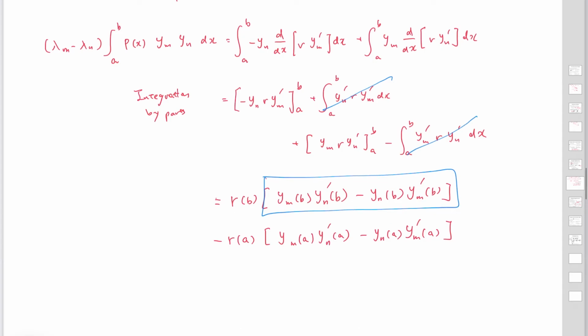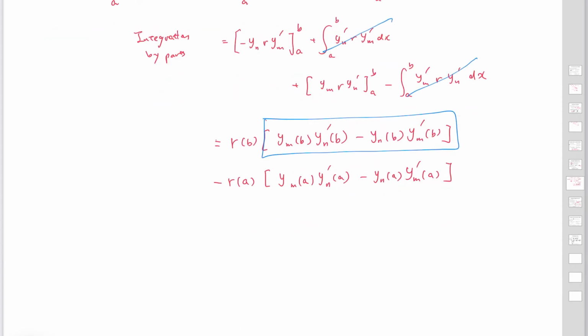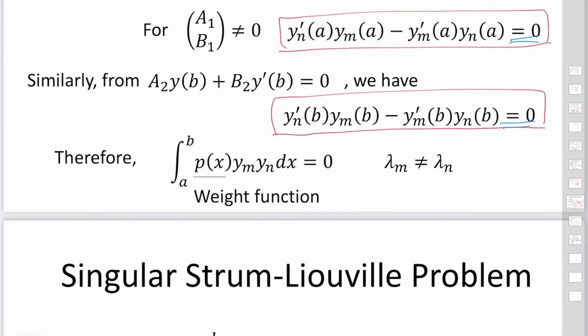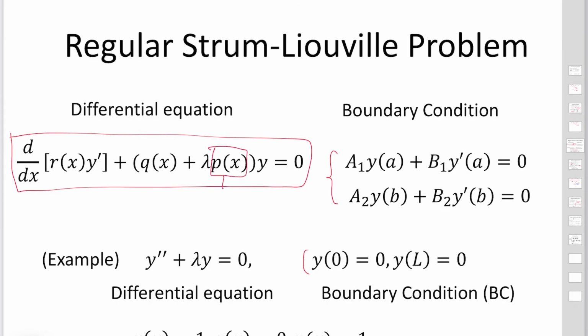This is a condition for the boundary at x equal b. This is a condition for the boundary at x equal a. Both of them become 0. So finally, if you integrate p y sub m y sub n from x equal a to x equal b, it becomes 0. So from this equation, we could discover the weight function is given by p(x). This p corresponds to the weight function.